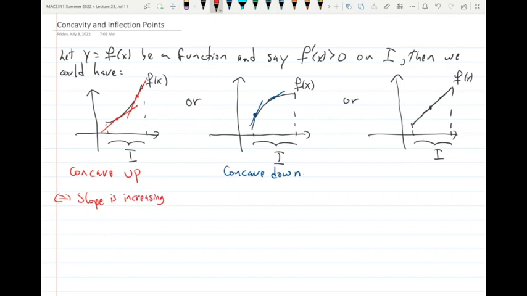Do you understand this? So concave down. And now we're going to go there, but we know how to characterize this algebraically now. Okay? What gives you information about the slope?